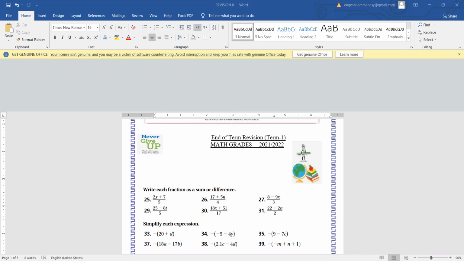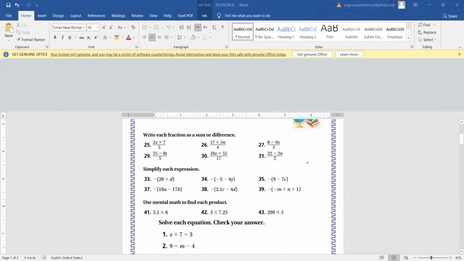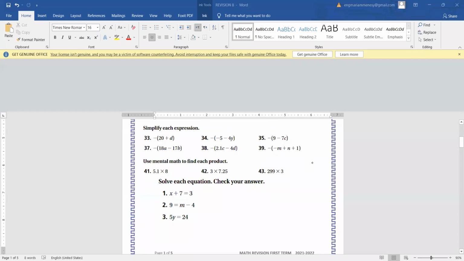The second part, my dear: simplify each expression. If I have a negative sign and parentheses, how can I solve it? Negative sign makes what? It changes the signs. If I solve number 33 in your revision, the negative sign means multiply. Negative sign inverses the signs inside the parentheses. This sign is positive. The negative times the positive will be negative.